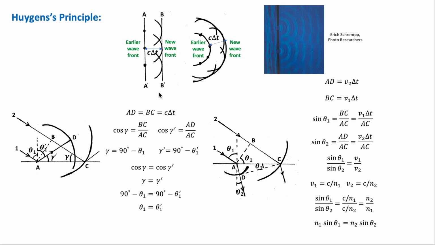So this plane BB' represents the wavefront at the end of the time interval delta t. As you can see, the plane wave propagates, and after this time interval, the wavefront is still a plane. It's still a straight line like that. So this is how the plane wave is propagating.